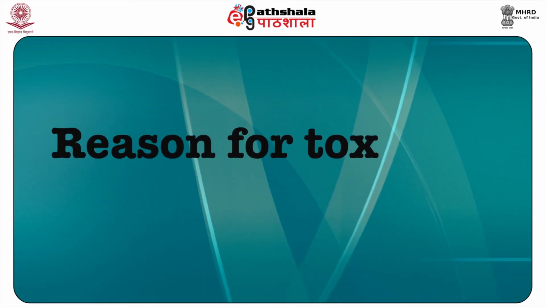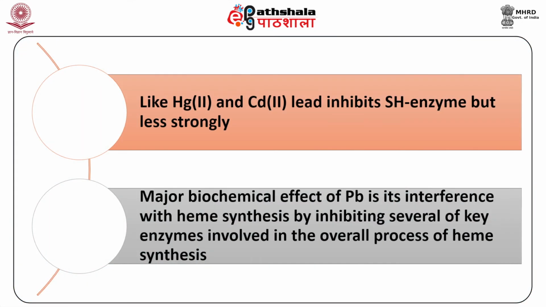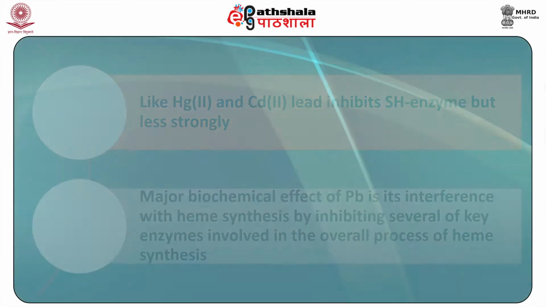Reason for toxicity. Like mercury and cadmium, lead inhibits SH enzymes but less strongly. The major biochemical effect of lead is its interference with heme synthesis by inhibiting several of the key enzymes involved in the overall process of heme synthesis.